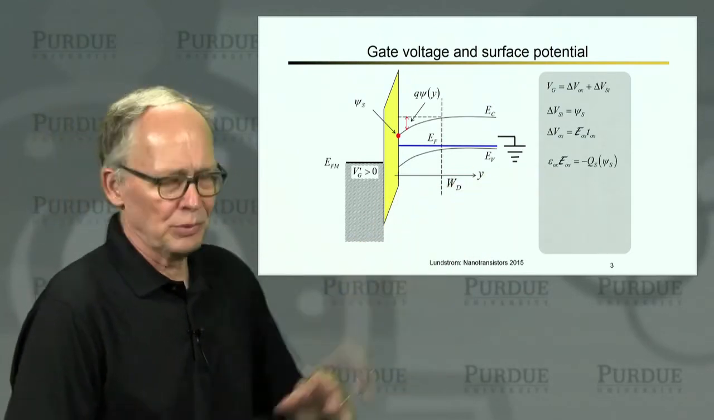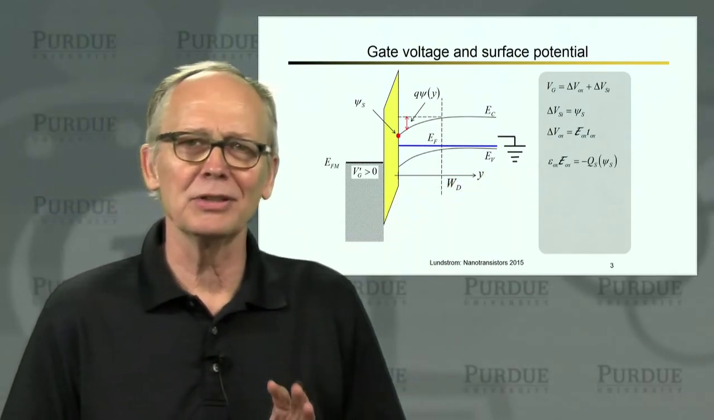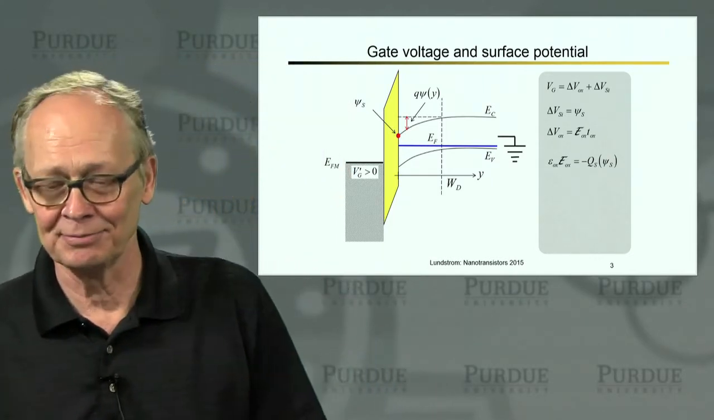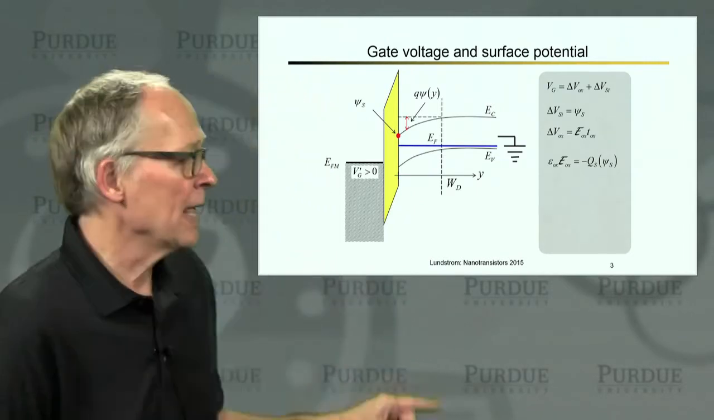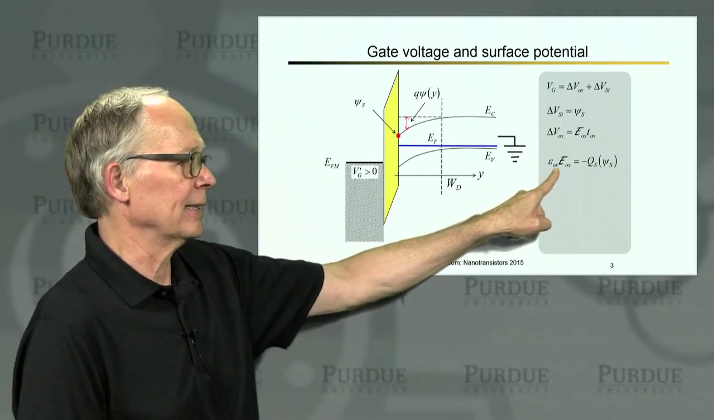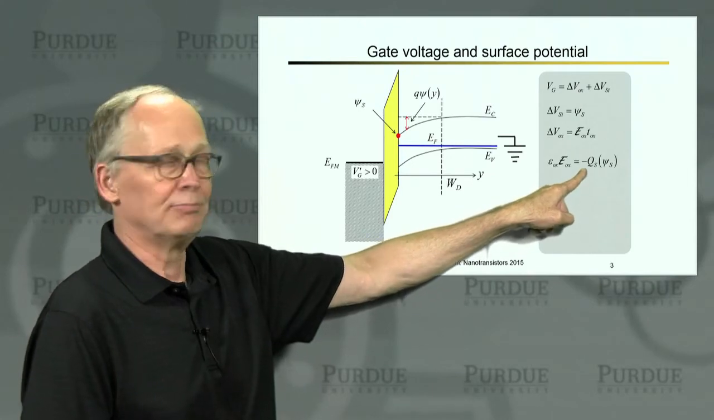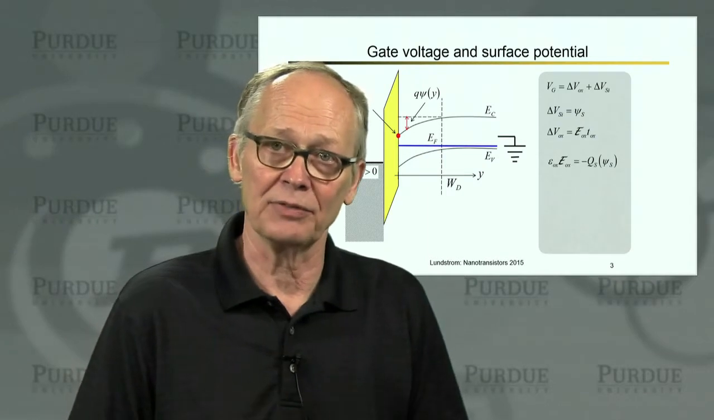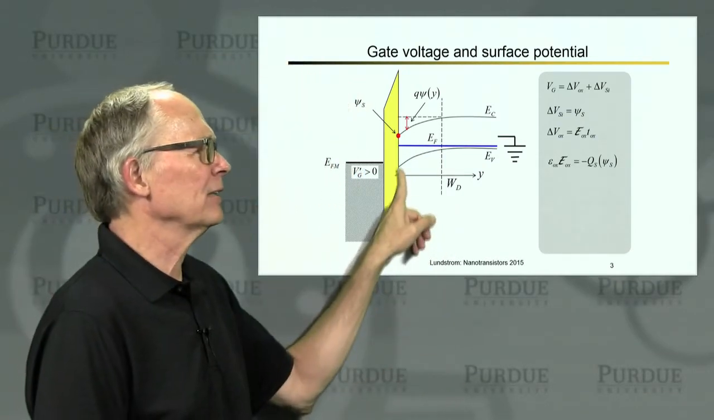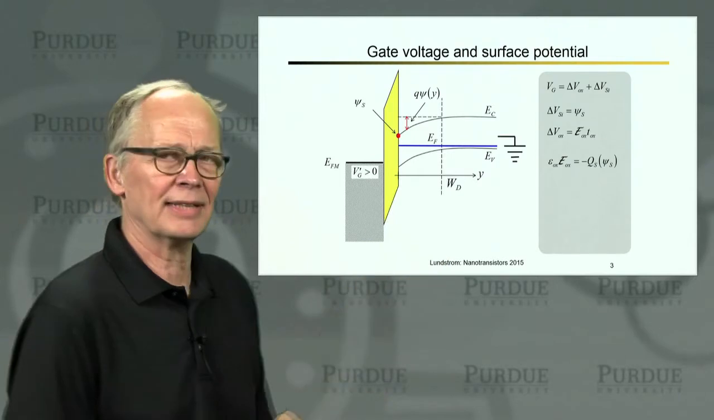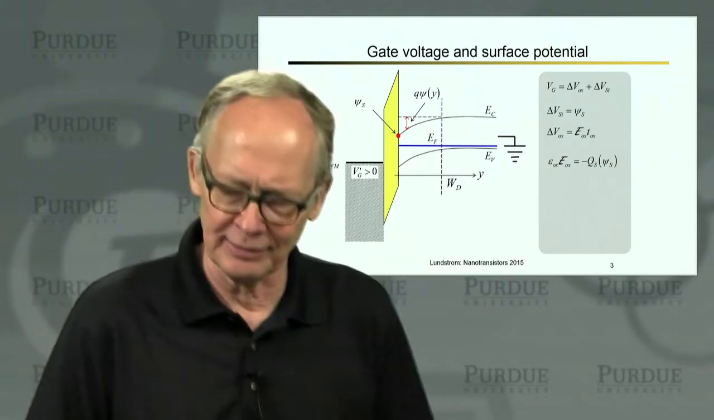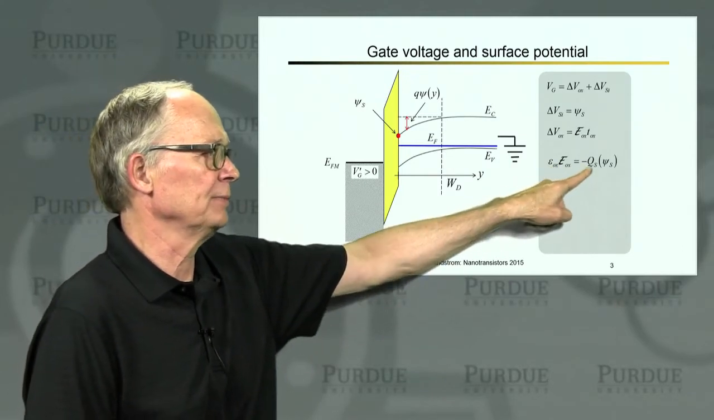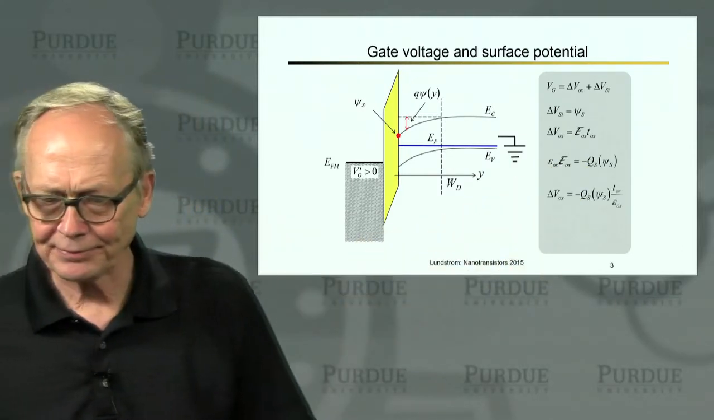Now, we're going to use this relation. Remember I told you that there is this very useful relation between the displacement field and the charge in the semiconductor. We're going to use that relation now. The displacement field in the oxide is equal to minus the charge in the semiconductor. That's going to allow us to deduce the electric field in the oxide. I'm assuming here that there's no charge at the interface of the oxide and the semiconductor. We'll come back later and fix that up. But for right now, we have a simple relation between the normal D field and the charge in the semiconductor.